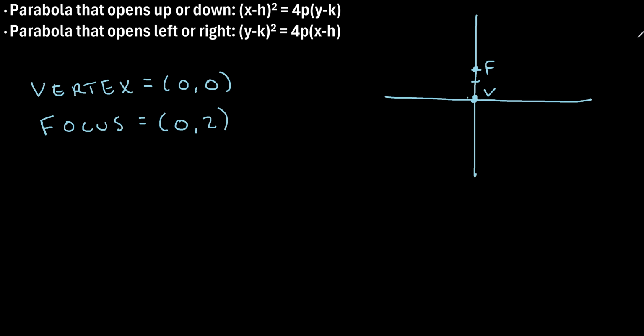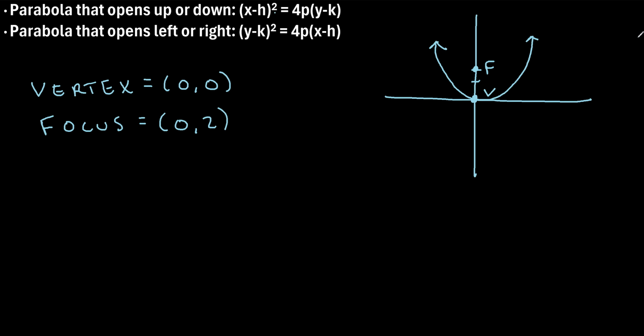How can we write an equation for this parabola? Well, first we need to recognize that a parabola always opens towards the focus. So this parabola is going to open up towards the focus like this. So we know that we have a parabola that opens up. I've written down the two equations that you'll use depending on whether the parabola opens up or down, or left or right. So for a parabola that opens up or down, we use this equation.